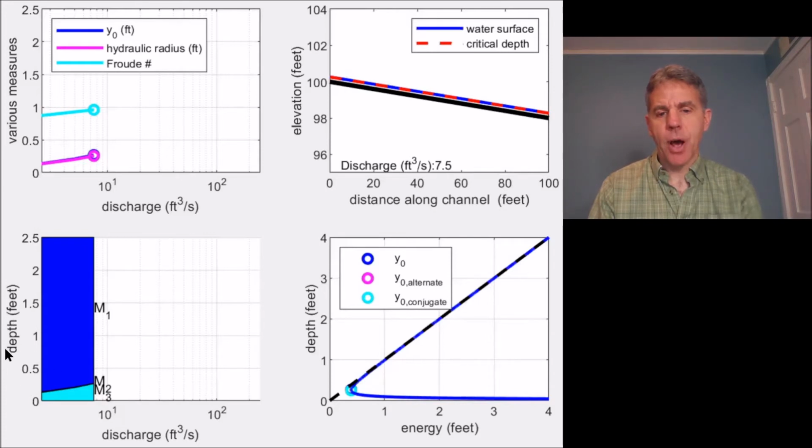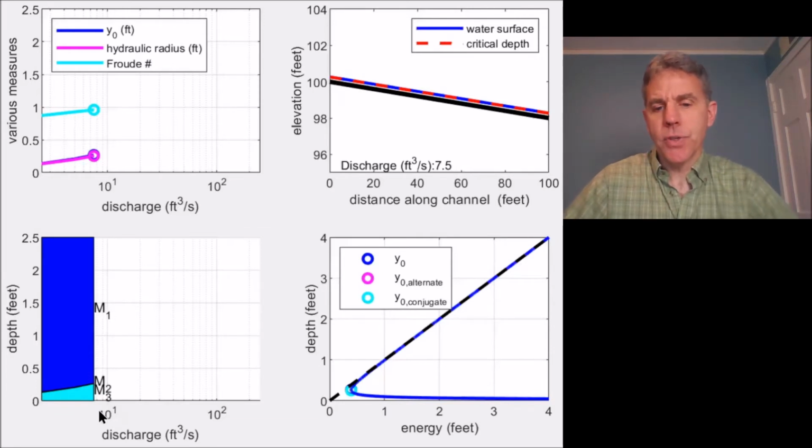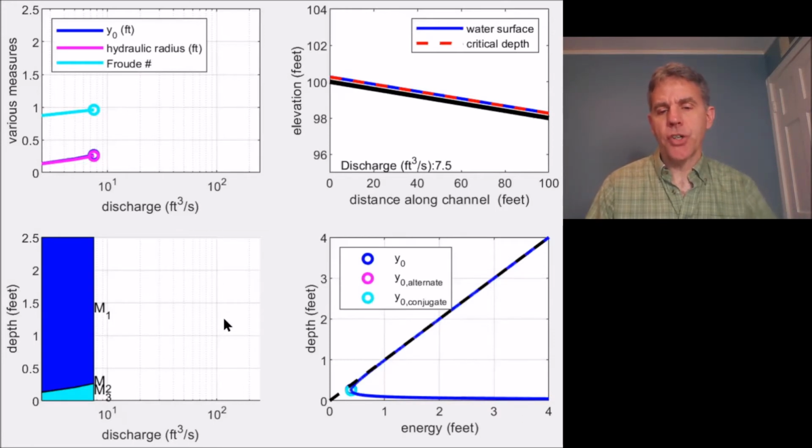We have depth on the vertical, and you will see first we start out mild. Later on, as the discharge increases, we're going to move to steep conditions. So right now we're showing where the M1, M2, and M3 curves reside, and when the discharge increases such that steep conditions prevail, then we'll see where the S1, S2, and S3 curves reside.